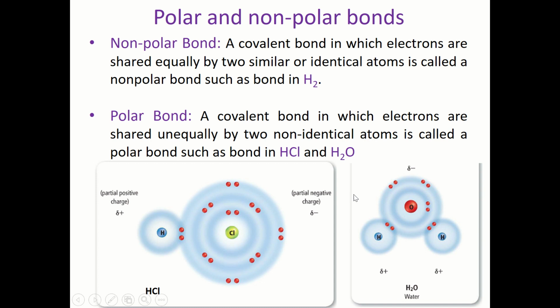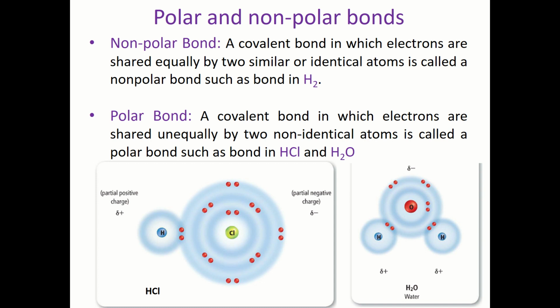So we say that the chlorine becomes partial negative and the hydrogen becomes partial positive, right? And we call this molecule a polar molecule. So the word polar means what? It means a partial positive and a partial negative charge appear there.